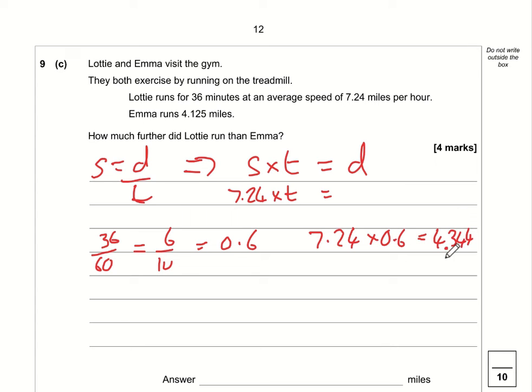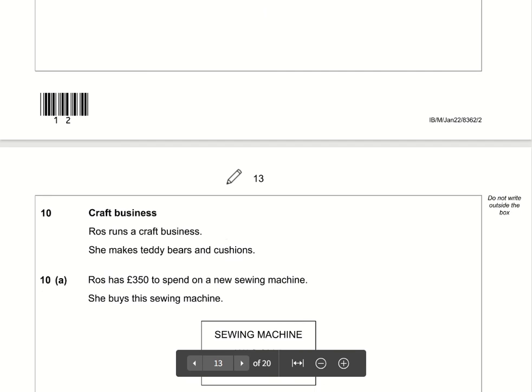4.344 miles. So Lottie, we can see, has run further than Emma. How much further? Well, 4.344 minus the 4.125, and that is 0.219 miles. Okay, on to the final question of this paper.